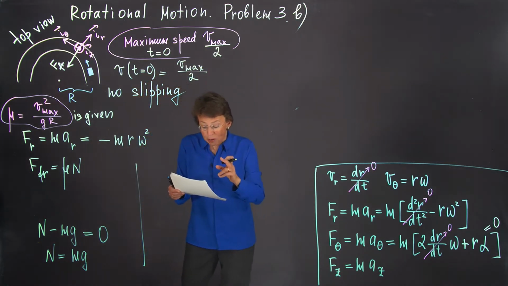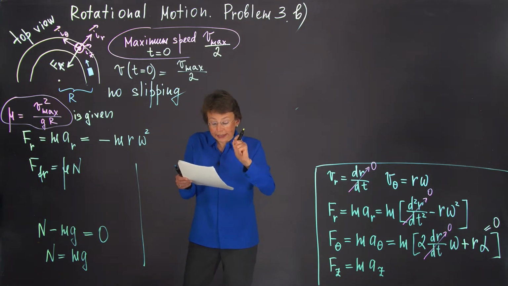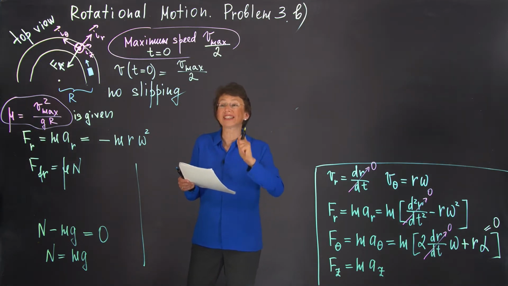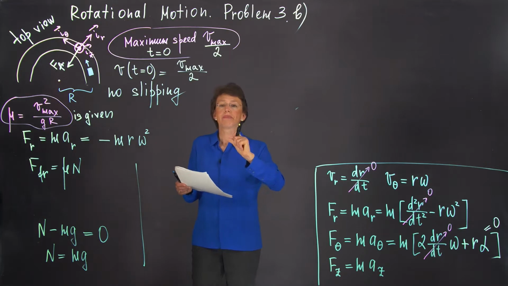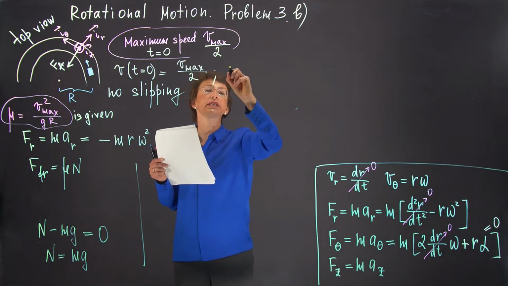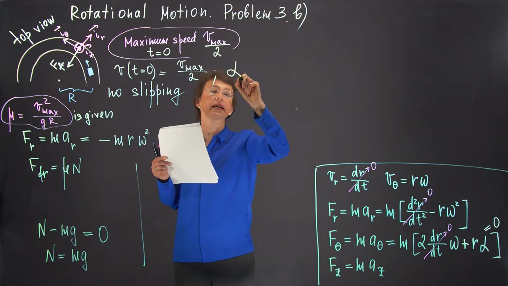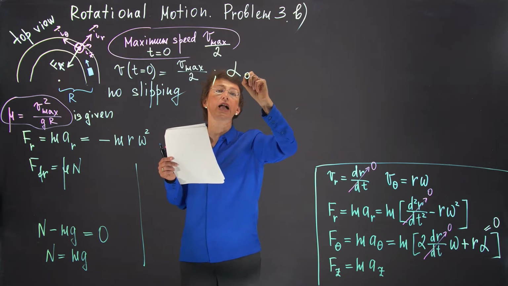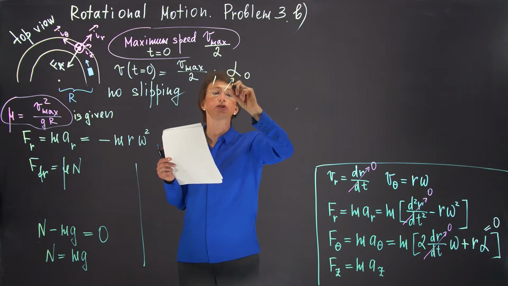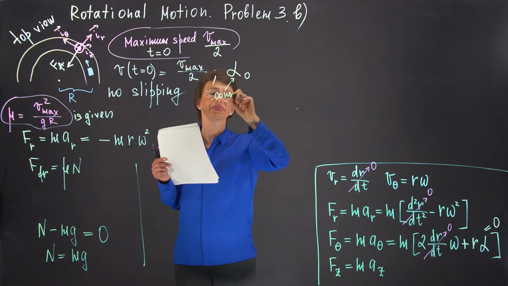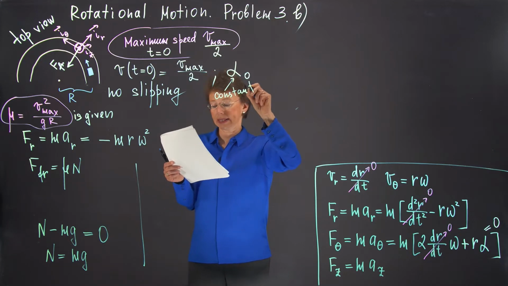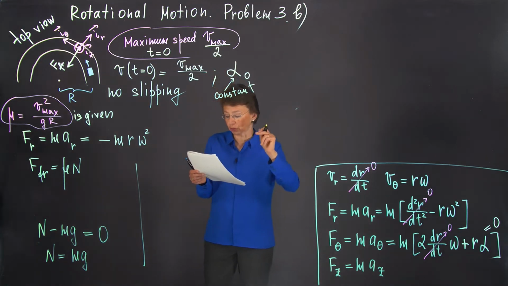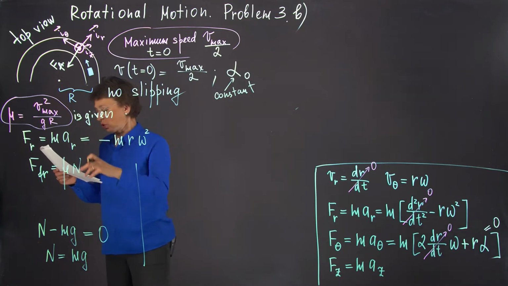The car was given a constant angular acceleration alpha naught. So the car was given constant angular acceleration alpha naught. This is constant angular acceleration alpha naught about the center of the curve.